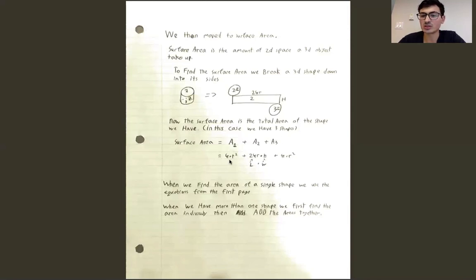Putting the equations in, so area of a circle, we know is pi times r squared, plus our length times our width, which is going to be 2 pi r, that's the circumference of the circle, the length of that rectangle, multiplied by the height of the cylinder. And then we're going to add the area of the circle below, shape 3, which is going to be the same as shape 1, pi times r squared.